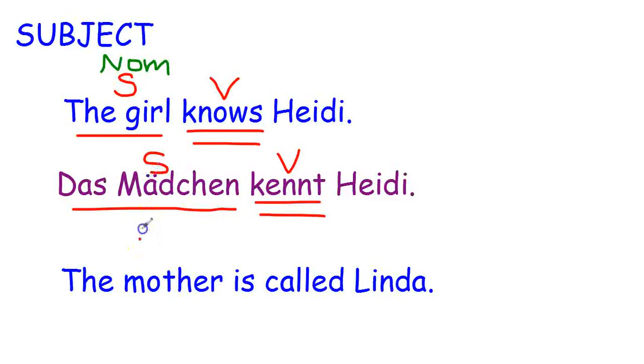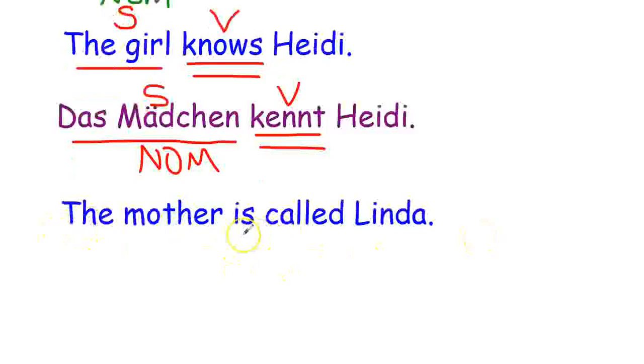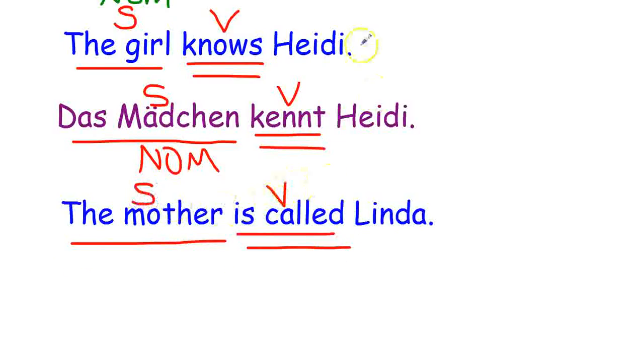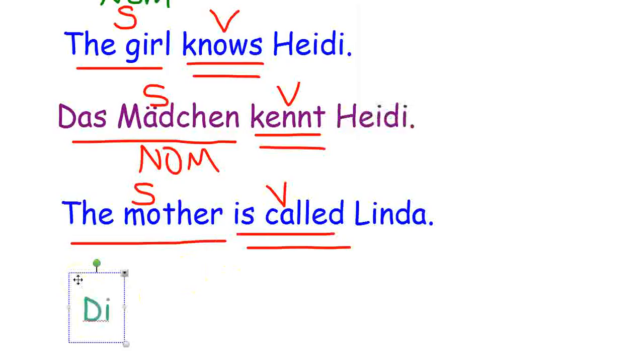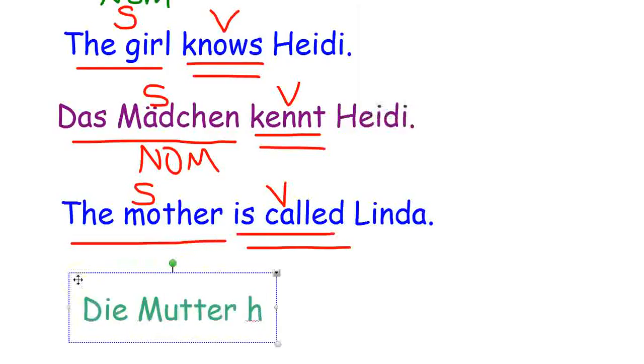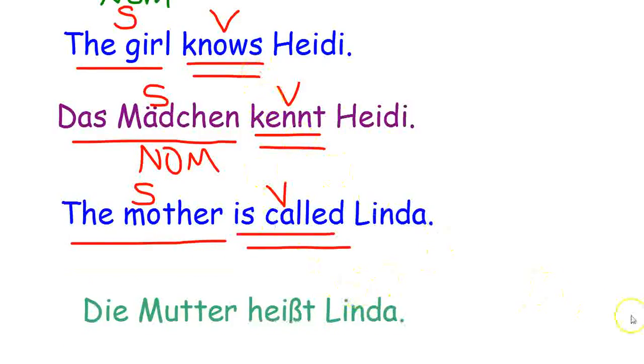Nominative case. If we look at this sentence, we have the mother is called Linda. In German, we have a specific verb for is called. Who or what is called? The mother. So that will be the nominative case. So the mother, die Mutter, heißt Linda. The mother is called Linda.